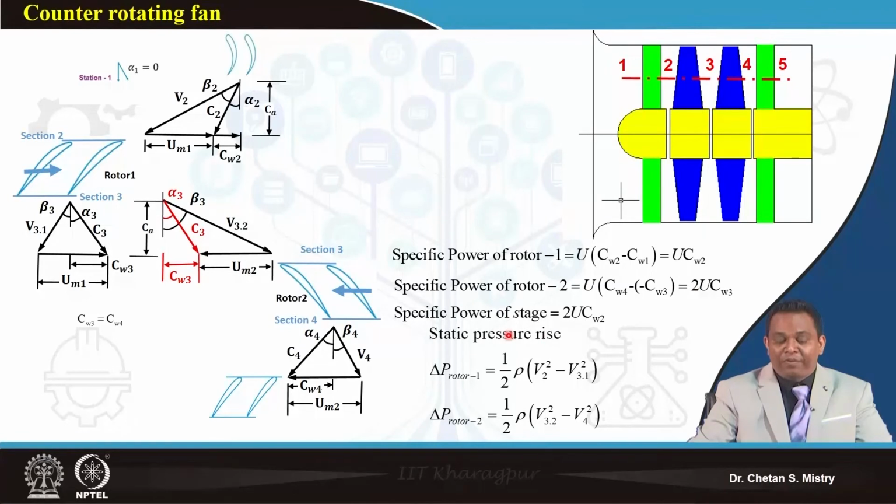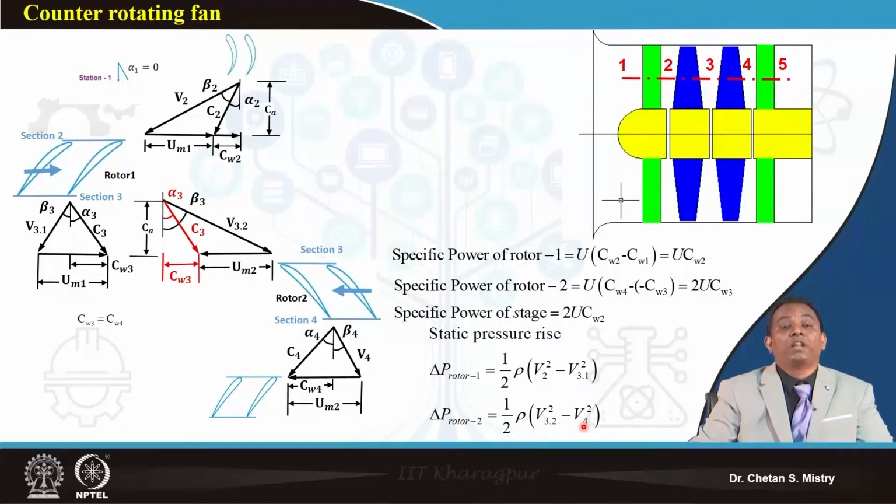And if we talk about the static pressure rise for both rotors, it is given in terms of the relative velocity components. For rotor 1 it is V2 and V3.1. For rotor 2 it is V3.2 and V4. So by incorporating this contra-rotating configuration, we are able to achieve a high pressure rise.